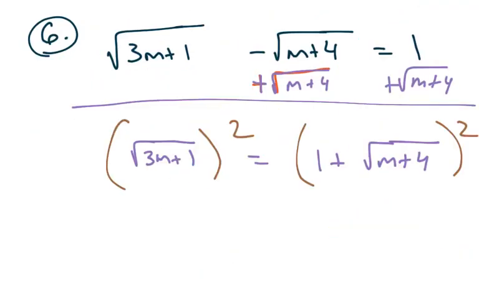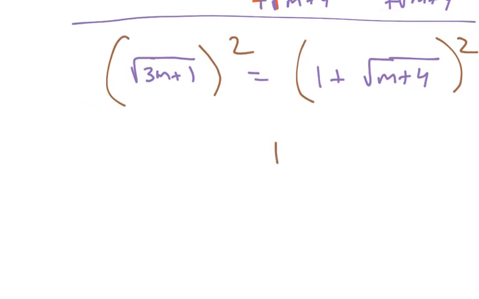So here we're going to do the same thing. We're going to square 1, which is 1. We're going to square the square root of m plus 4, which gives me m plus 4. Remember again, when you square a square root, it goes away. In the middle is going to be the product of these two times 2, which is just 2 square root m plus 4.